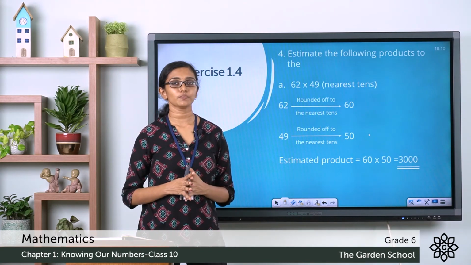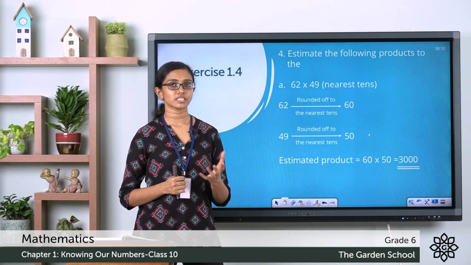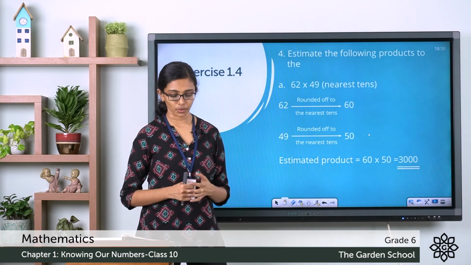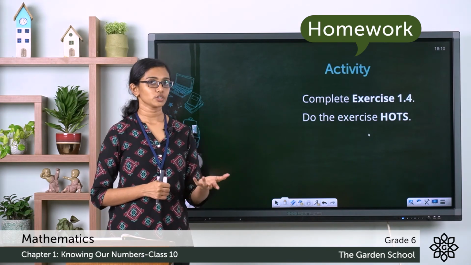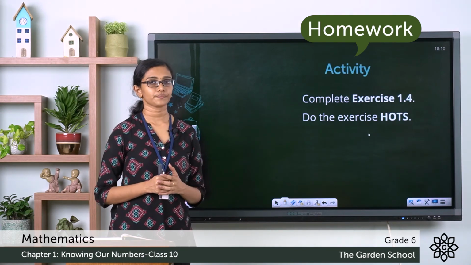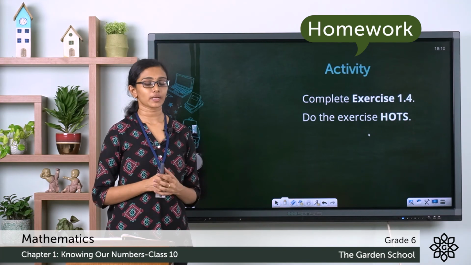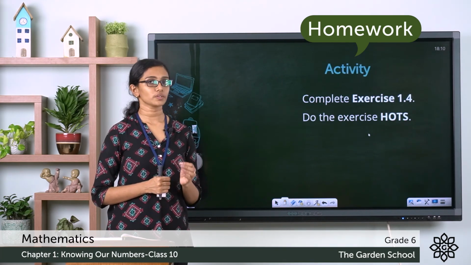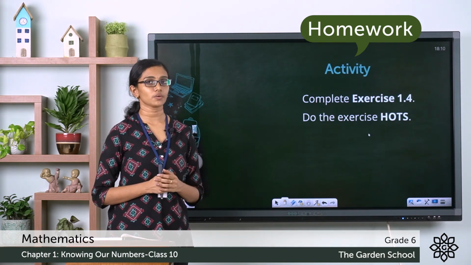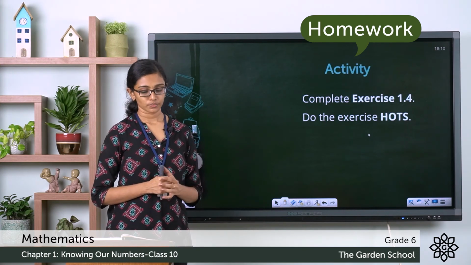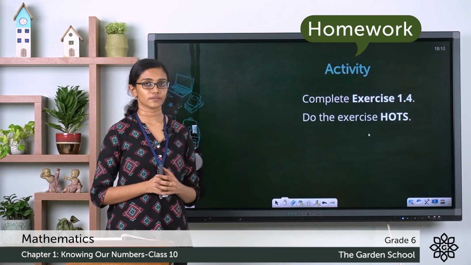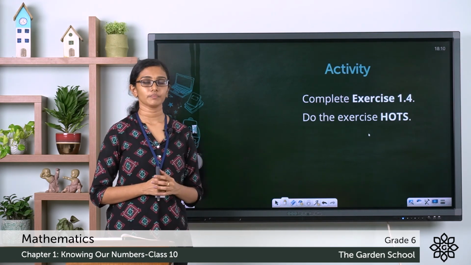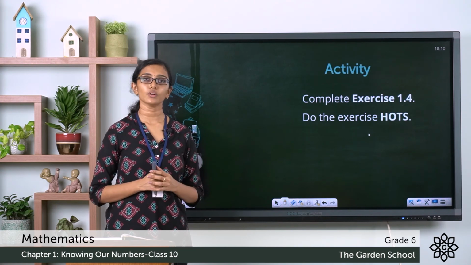So, children, I hope how to go about these questions is clear to you. You have to work out these questions yourself in your notebook and complete your notes. In the same page, page number 10, below this exercise, you will be able to see the heading HOTS. These are high order thinking skills questions. Have a look at them, go through each question carefully and try to work it out in your notebook. So, you have to complete the exercise questions as well as the questions under the HOTS section. So, this is your homework for the day. Make sure you complete it in time and submit it through Microsoft Teams.